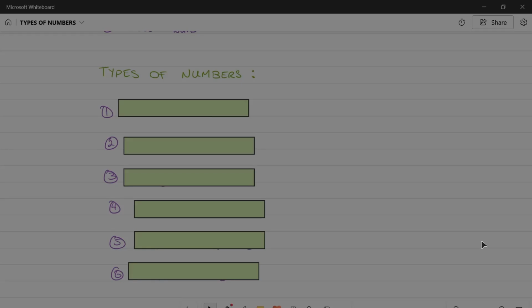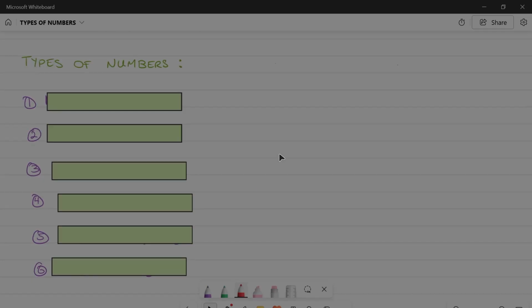Good day. Today we're going to go through the types of numbers. So for CSEC maths, we need to know six different types or categories of numbers. There are six different groupings or categories of numbers in maths. The first type of number we have is called natural numbers.